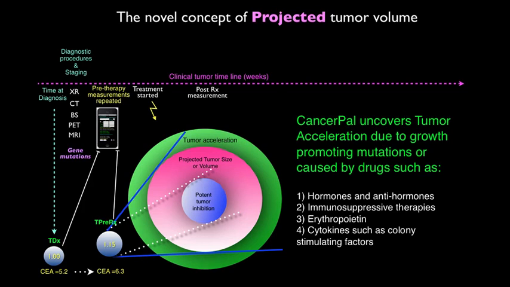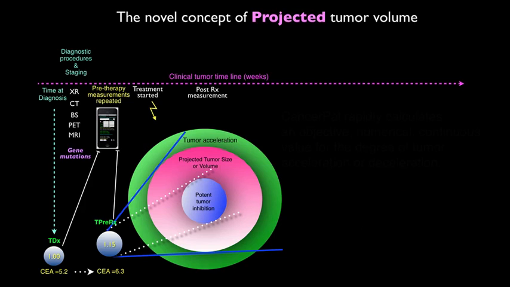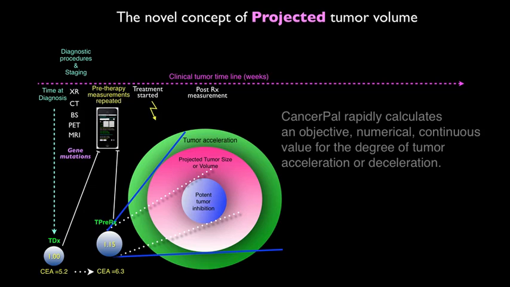Tumor deceleration, or the rate of tumor shrink, or the deceleration of a tumor-specific marker, has recently been used by some as an early indicator of the ultimate impact a drug would have on survival. By calculating the projected tumor size at any future date, CancerPal allows the easy identification of a subtle change of the intrinsic pre-therapy rate of tumor growth.